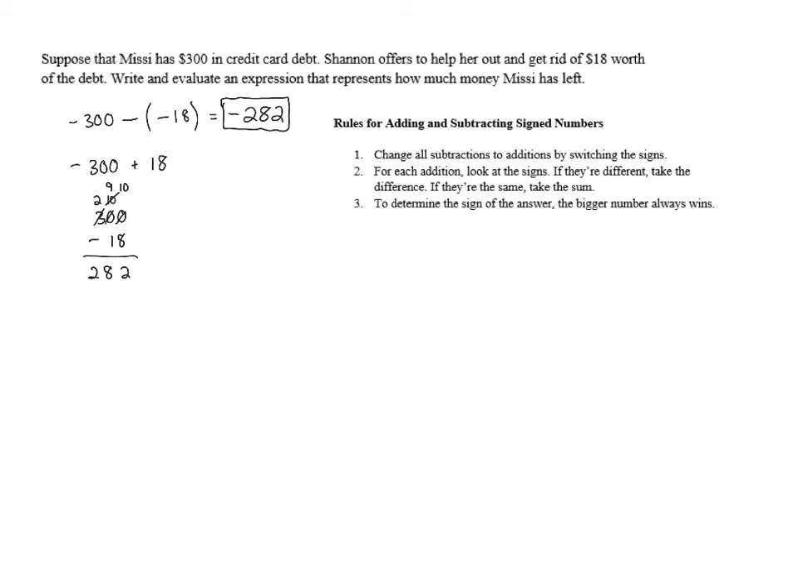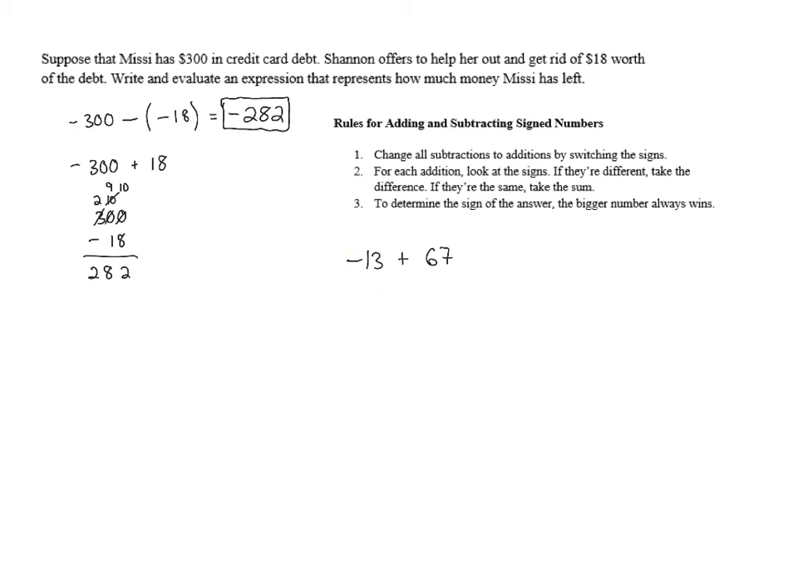Let's take a look at negative 13 plus 67. All right. First, we're supposed to change all subtractions to additions, but this is already an addition, so we're good there. We don't have to do anything. Next, for each addition, we need to look at the signs. If they're different, we take the difference. If they're the same, we take the sum.